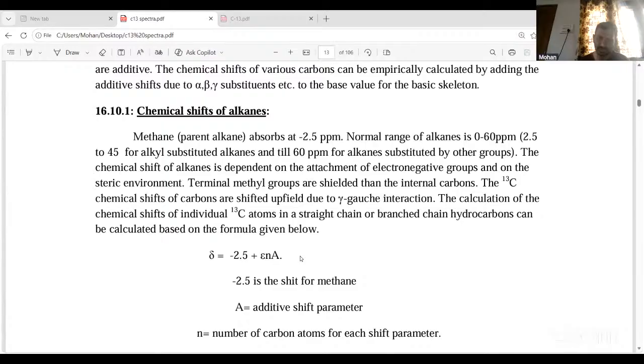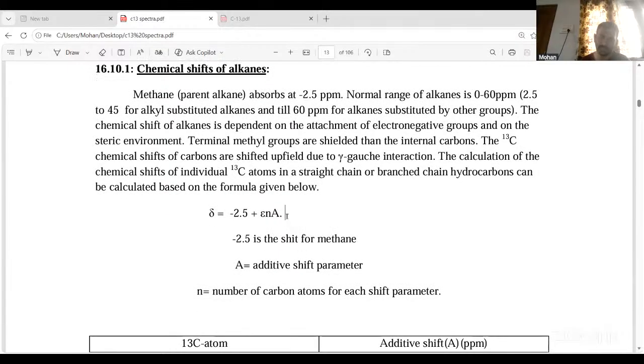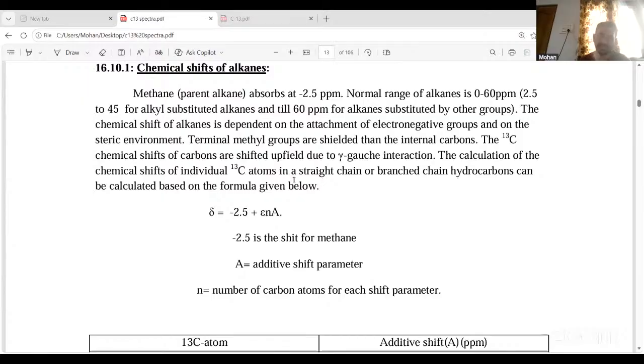Sometimes it has very little difference from the experimental value, like in UV-visible spectra, where by following the Woodward rules and Fieser rules we calculated the lambda max values for homoannular dienes, heteroannular dienes, and enone chromophores. Like that, here also you can calculate the chemical shift values of the carbons by following some rules. So how do we calculate the chemical shift values?